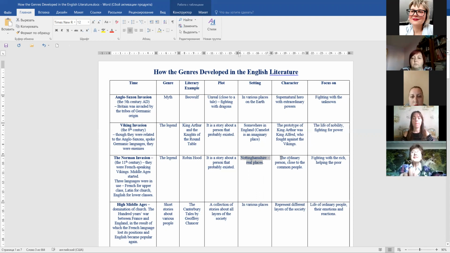And this person has characteristics that are very close to the characteristics of common people. Imagine how the human consciousness had already developed, what they had already developed. Now they already talk about ordinary people.